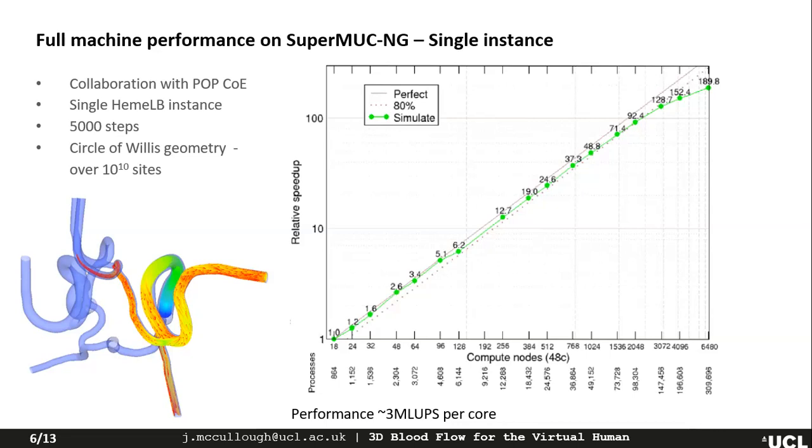But otherwise, outside of those factors, we're very happy with this performance curve, and it demonstrates that HemeLB has excellent scaling characteristics that can be taken up to full machine scale.